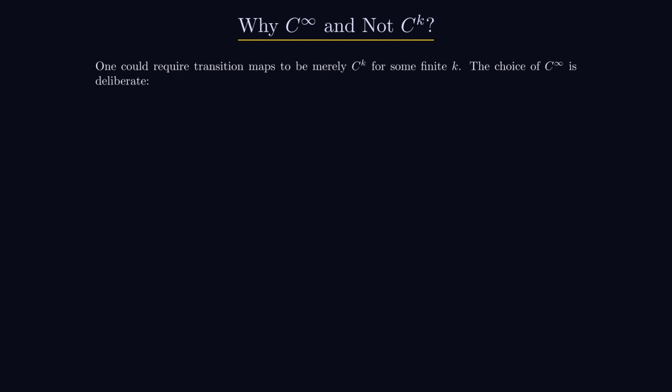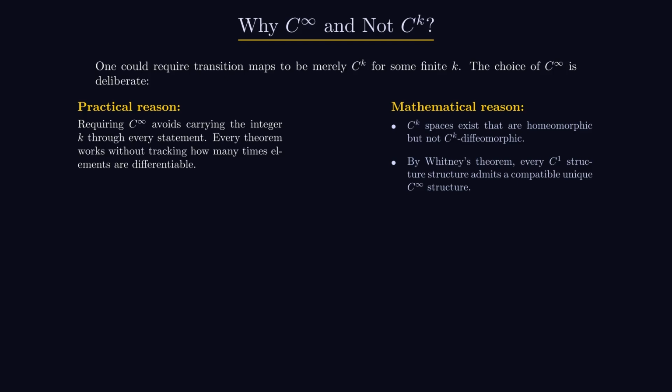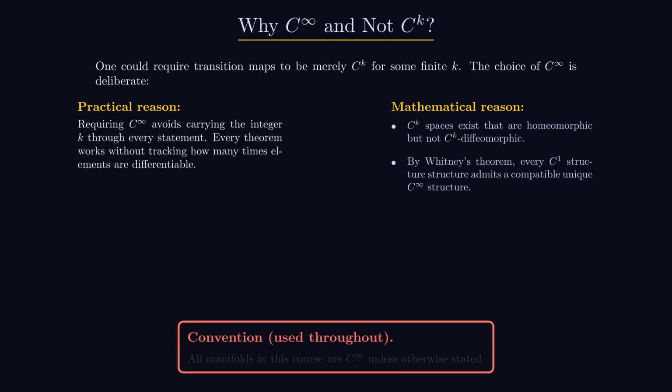The practical reason: C infinity avoids carrying an integer k through every theorem and definition. Every statement works cleanly without tracking a differentiability count. The mathematical reason: there exist Ck spaces that are homeomorphic but not Ck diffeomorphic to each other. More importantly, by Whitney's theorem, every C1 manifold admits a unique compatible C infinity structure. So nothing is lost by working in the smooth category from the start. Convention for this entire course: all manifolds are C infinity unless explicitly stated otherwise.